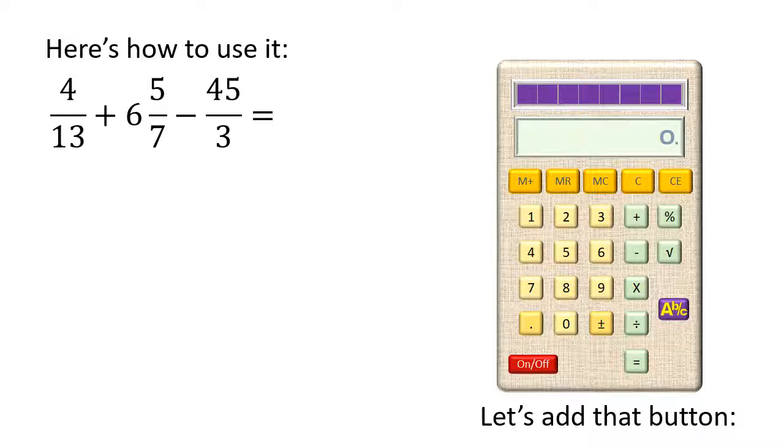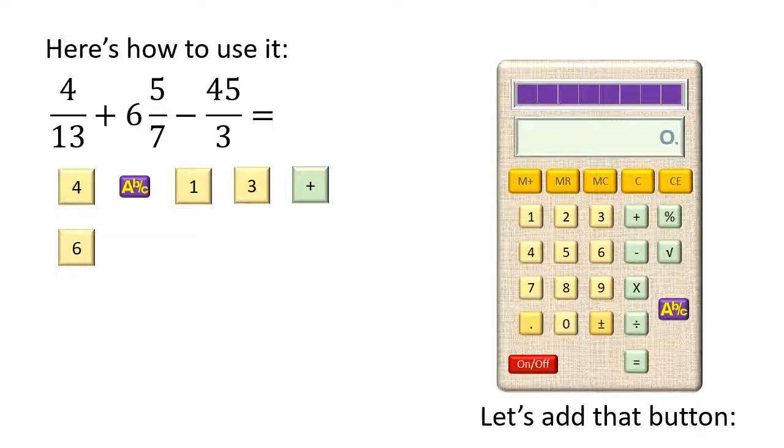So start with the problem that we had before, and here's what you would do with a calculator with that button on it. You say 4, this fraction button, 13. So now the calculator knows that you've got a fraction of 4/13. So it's going to do all of the internal addition, subtraction, and common denominators and everything with that fraction. Hit the plus sign. Now we hit 6, fraction button, 5, fraction button, 7.